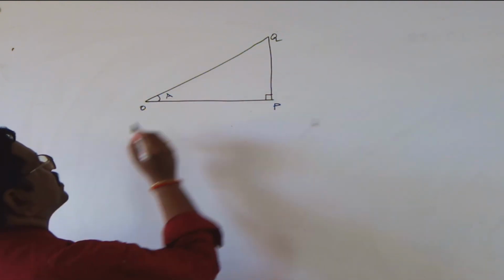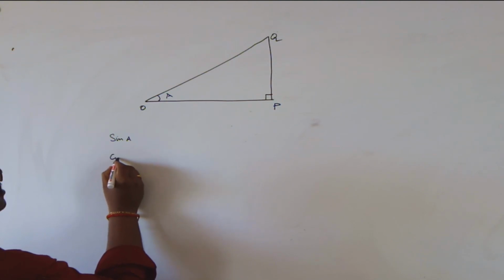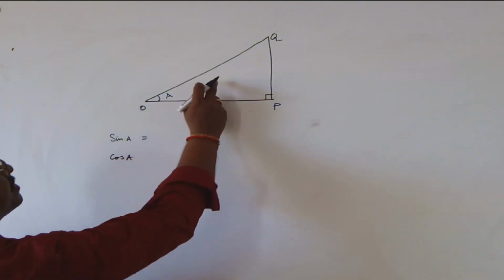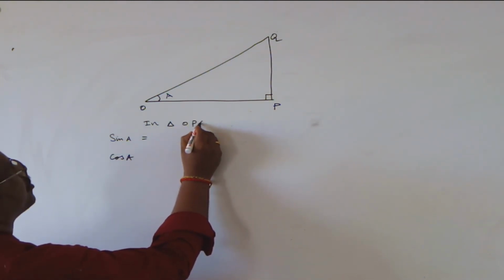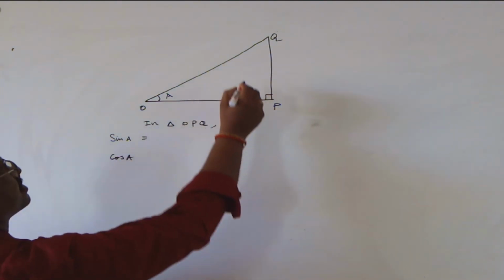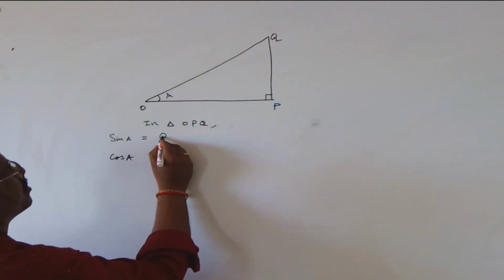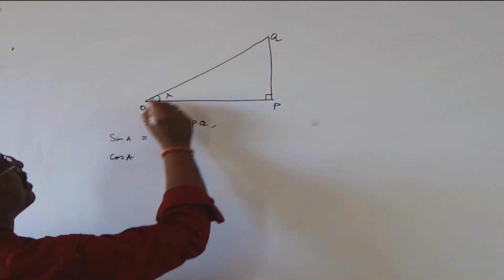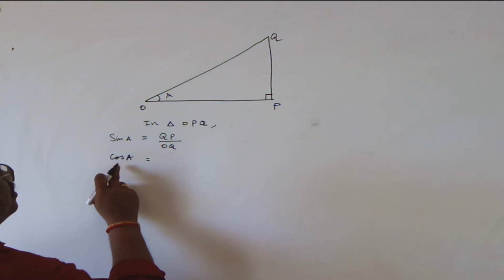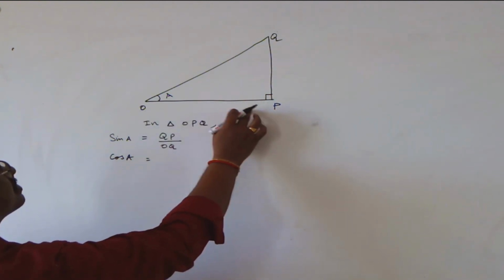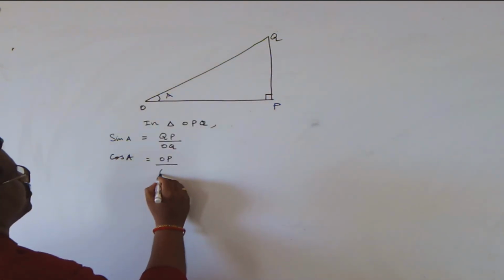Now we can find sin A and cos A. Sin A of this triangle OPQ is nothing but the opposite side by hypotenuse. Here the opposite side is QP and the hypotenuse is OQ. Similarly, cos A is nothing but adjacent side by hypotenuse. Here the adjacent side is OP and the hypotenuse is OQ.